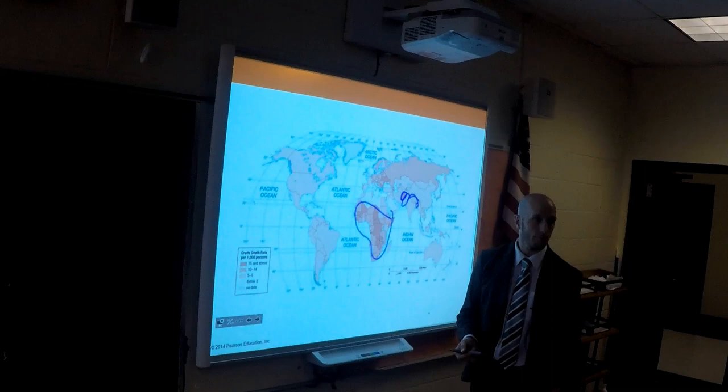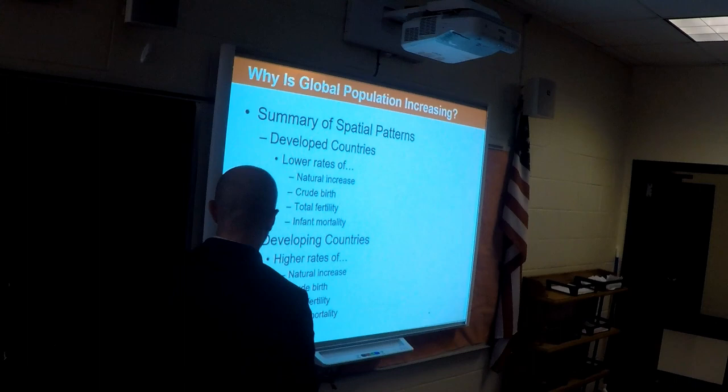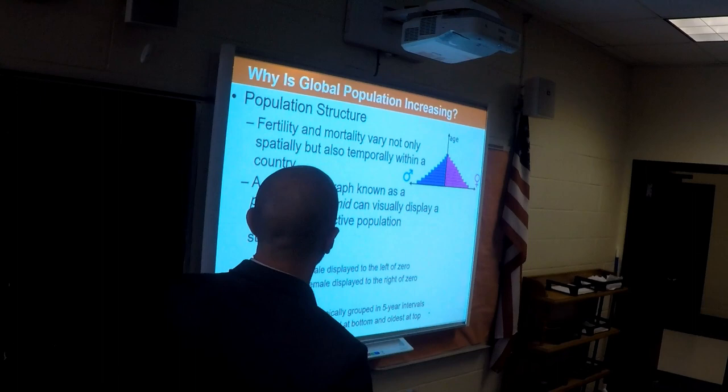Okay, so not too worried about that right there. We've already looked at that pretty closely. Population structure, we're starting to look at population pyramids now.